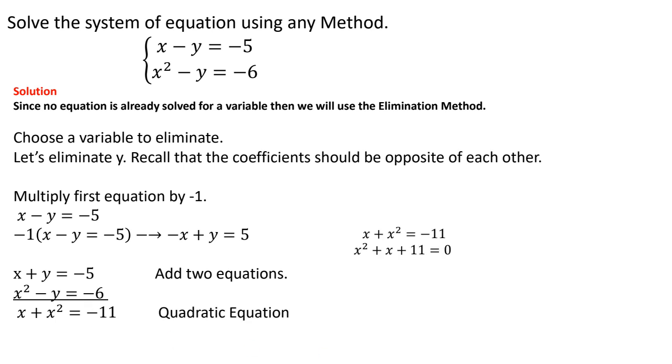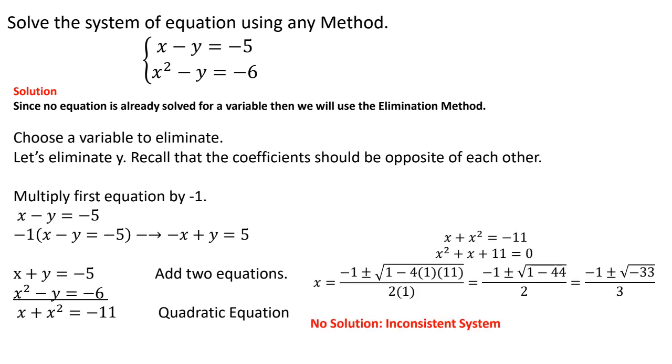It's quadratic, so again we can try to factor. But in order to solve this quadratic equation, everything should be on the same side, so we'll add 11 to both sides. Now I can either factor or use the quadratic formula. In this example, we use the quadratic formula. If we plug in the information, b is 1, and 1 squared is 1, minus 4 times a, which is 1, times c, which is 11.